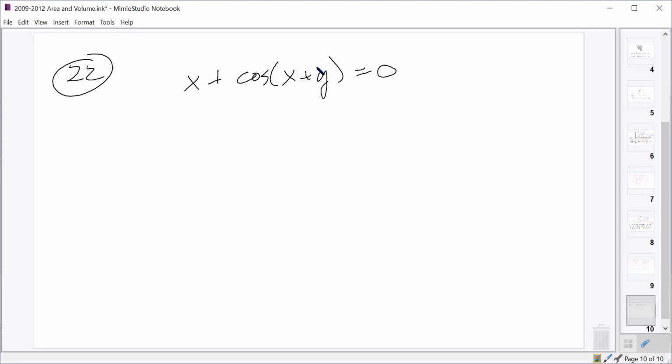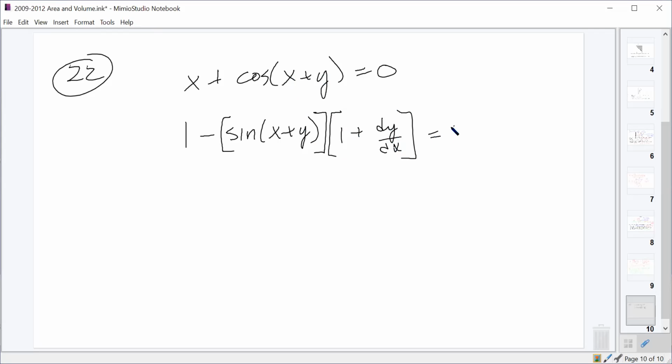implicit differentiation for. So we'll take the derivative of the x, that's 1. And then the derivative of cosine of u should be, derivative of cosine is what? Negative sine, right? So minus sine of u. And then that has to get multiplied by the derivative of that u, x plus y. So the derivative of x is 1, and the derivative of y is dy/dx, equals 0.